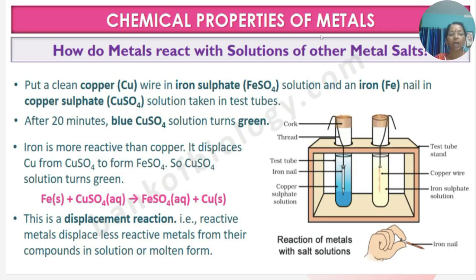Now, how do metals react with the solutions of other metal salts? We learned these examples in the first chapter, types of reactions, under displacement reactions. So a displacement reaction takes place when metals react with the solutions of other metal salts. For example, here it is given: iron plus copper sulfate gives iron sulfate and copper, a displacement reaction. The important thing to keep in mind is that only a more reactive metal can displace a less reactive metal. That we discussed before.